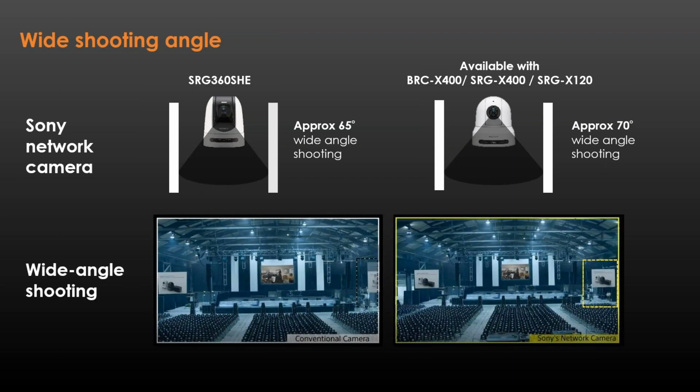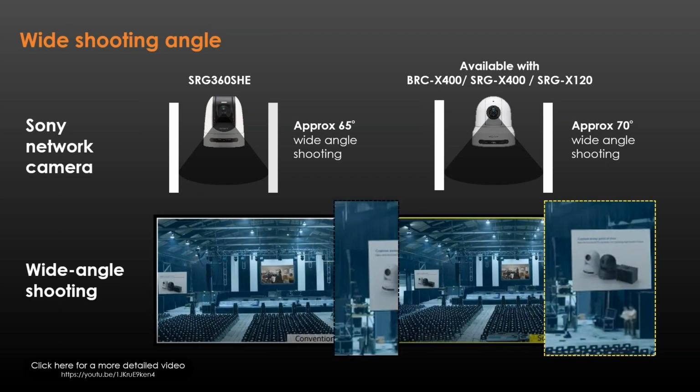Wide shooting angle on both our conventional lineup as well as our X Series cameras allows for more angle coverage. As you can see, we have a wide 65-degree angle view using the SRG 360. However, on our X Series cameras, we have a total of 70 degrees wide angle viewing area.